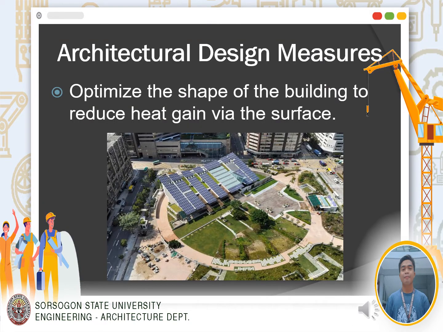First, we have optimizing the shape of the building to reduce heat gain via the surface. Building form refers to the shape or configuration of the building, size and orientation of the exterior, and below are the ones that are exposed directly to the outdoor environment.